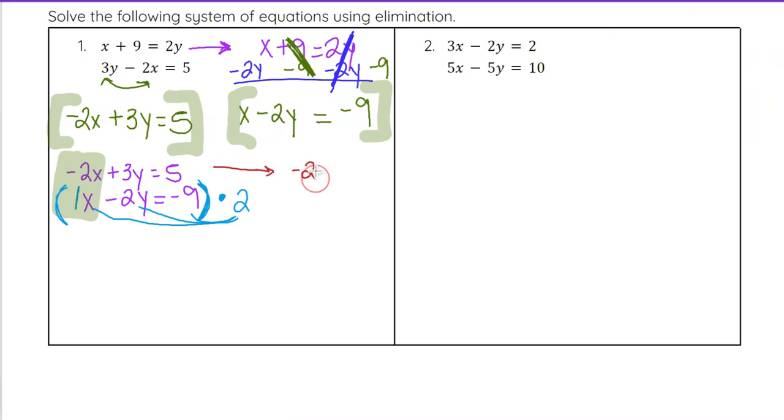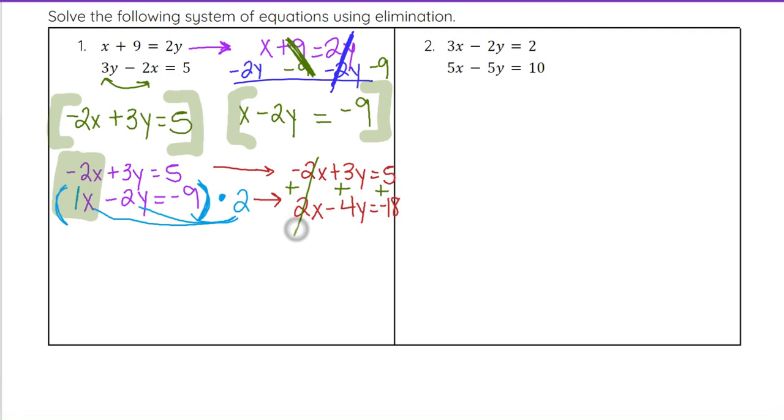So the top equation is going to remain negative 2x plus 3y equals 5. The bottom equation is going to now be 2x minus 4y equals negative 18. And again, I just distributed that 2 to each term in that second equation. Now that I've done that, I just go ahead and add down the columns, and I add my x's, I add my y's, and I add my constants.